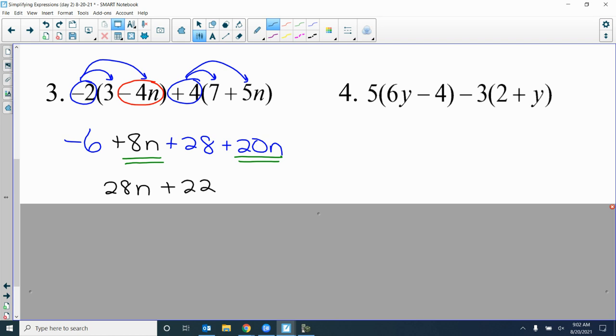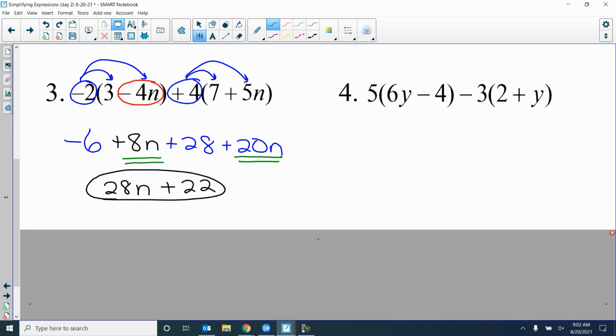This one does not have an n with it. So we just write 28n plus 22. We're going to always put that n part first. Okay, that's just how it's accepted to be written. All right, now this second one. We got this minus sign here. Okay, we'll deal with that.